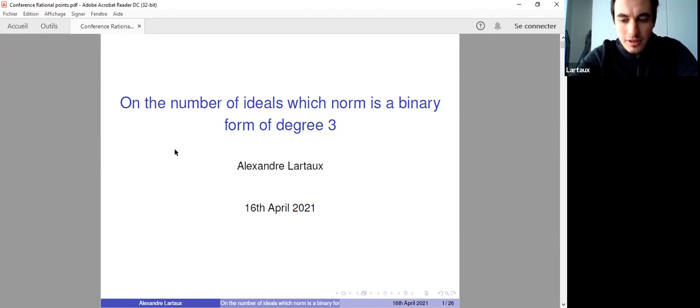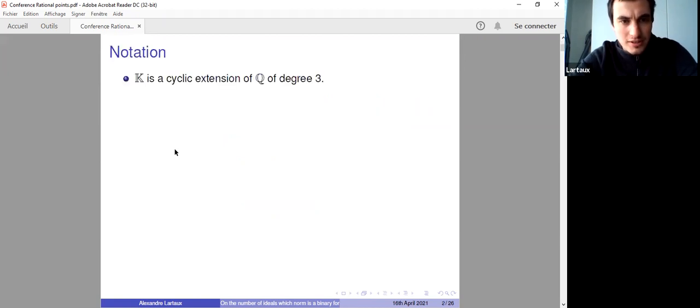So today I want to talk about the number of ideals whose norm is a binary form of degree 3. So let's start by fixing some notation. In our talk, K is a cyclic extension of Q of degree 3. χ is a non-trivial character of the Galois group of K over Q. And q is the conductor of K.